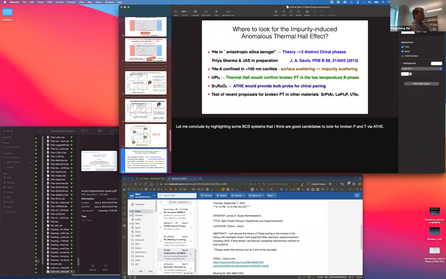Jim, do you have recent proposals for the other compound? I mean, to test the time reversal symmetry breaking for the strontium platinum. No, I don't have specific material-based calculations for them, but I could do them if there was interest, particularly uranium ditelluride, which we've been talking about in my own group, but we don't have anything to report at this time.